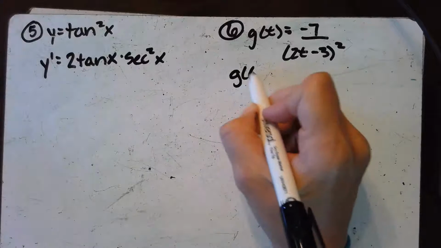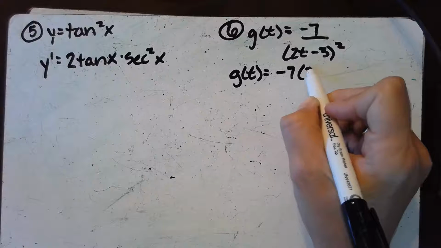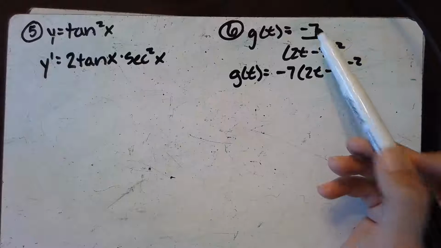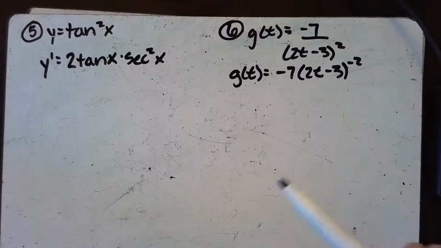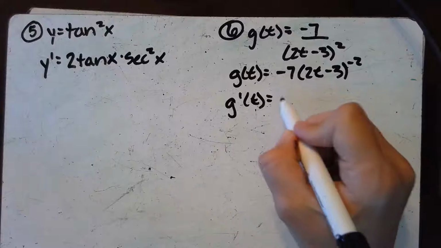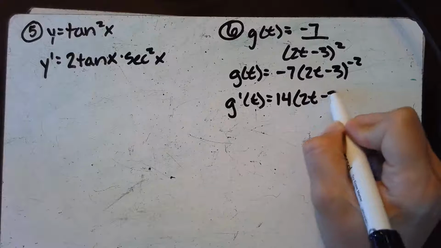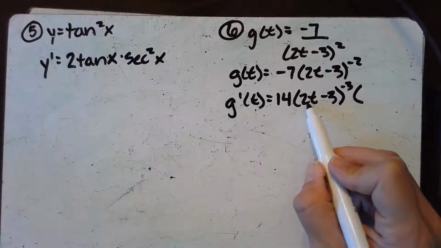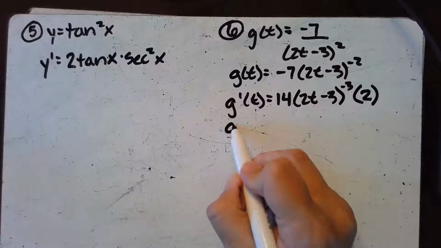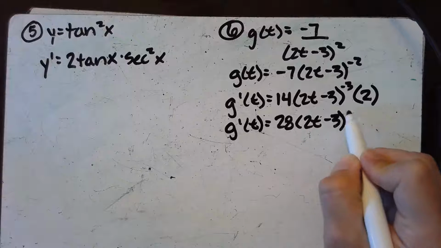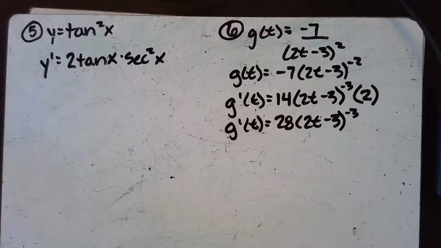Now, in a problem like this, I would make this so that it's 2t minus 3 to the negative 2. You can use quotient rule, but when you have a constant up top, it's just honestly easier if you bring that up top with it. So here we go. G prime of t. Say negative 2 times negative 7 is positive 14. Keep this the same and drop this by 1. Negative 2 minus 1 is negative 3. Now multiply it by the derivative of the inside, which is 2. So if I want to clean this up, it's going to be 28 times 2t minus 3 to the negative 3. And if you want to put that in the denominator, go right ahead, but you do not have to.